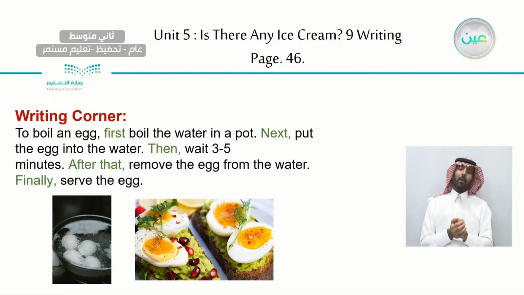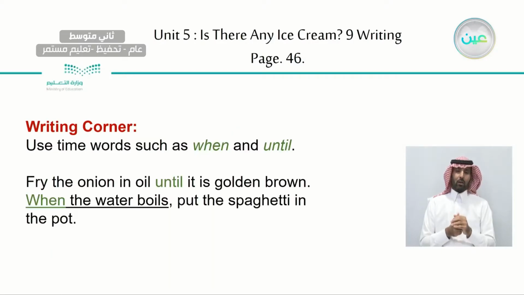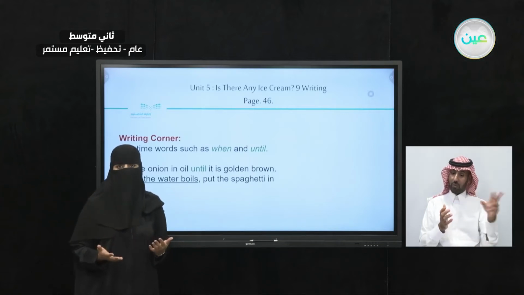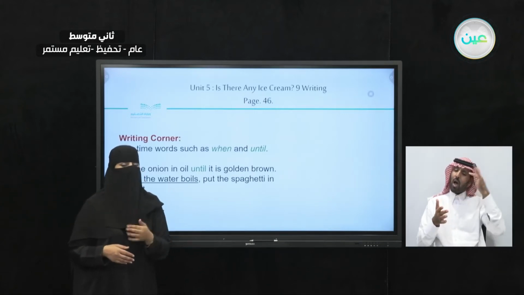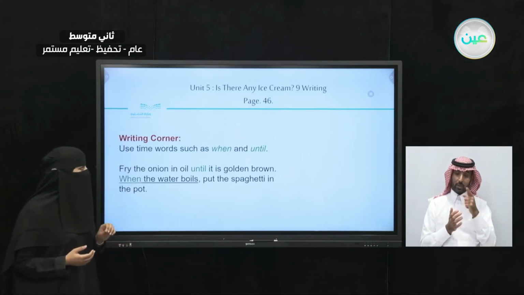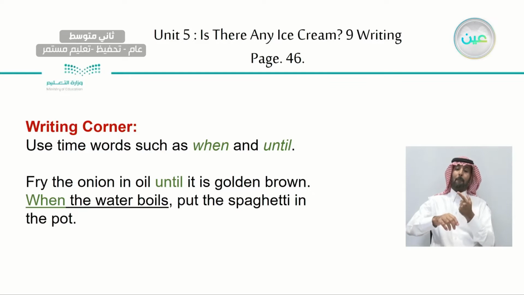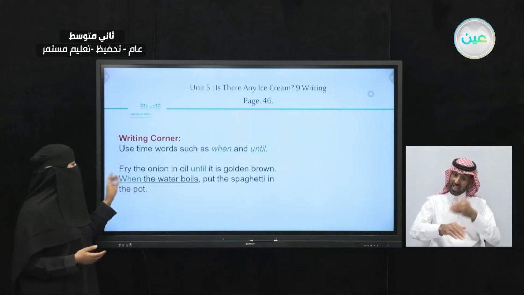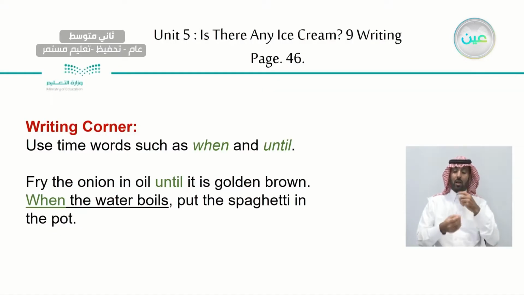Now, let's take a look here. So actually, we can use other words to show the steps. Not only first and next, there's another way. Let's take a look at this here. Use time words such as when and until. But how can we use when and until here? So, fry the onion in oil until it's golden brown.